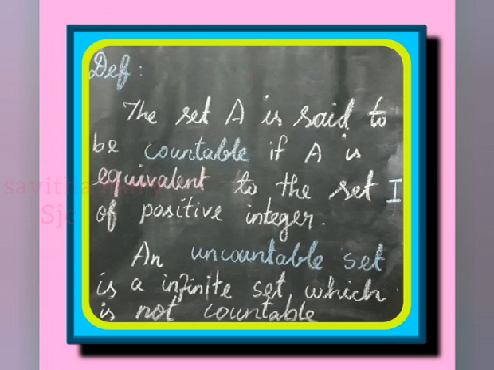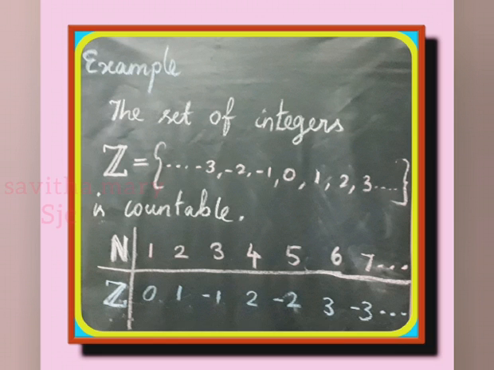If the set is not countable, then it is called an uncountable set. The set of integers is a countable set. This is the example, and see the image. We can count the integers this way by using the natural numbers, that is, the positive integers.